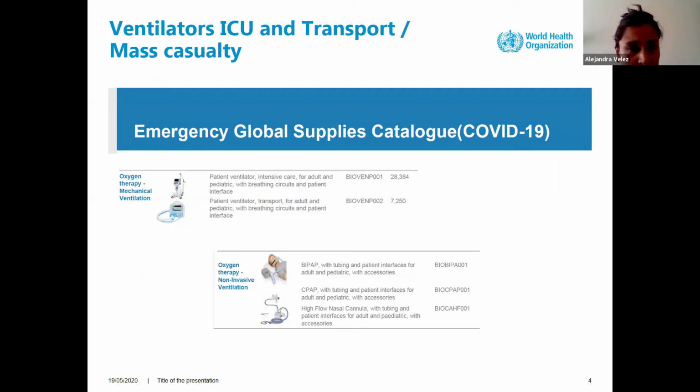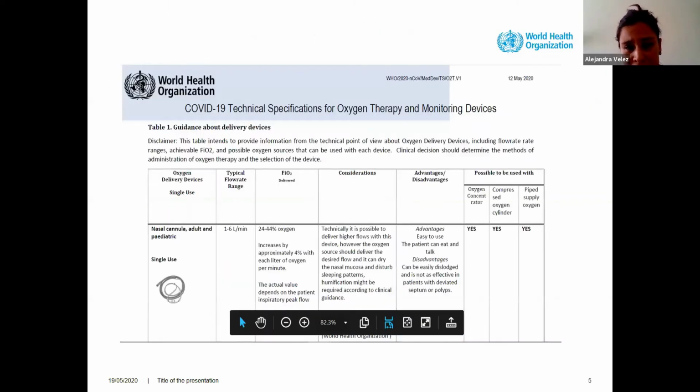Once you go through this catalog, you can find 5 different types of ventilator, as you can see on the screen. Some are non-invasive ventilation, like the BiPAP, CPAP, and the high-flow nasal cannula that has been discussed in previous seminars. And you also have the intensive care ventilators, and the transport or mass casualty ventilator. For all of these ventilators, we developed technical specifications, as well as, as I mentioned before, for the oxygen therapy and monitoring devices that need to be taken into account as a whole package when we procure equipment.